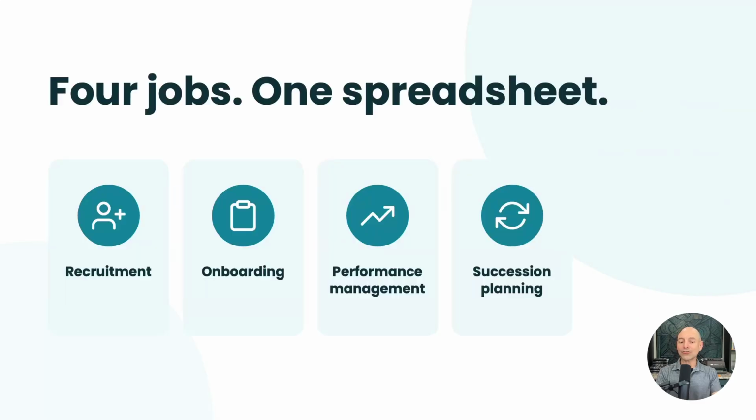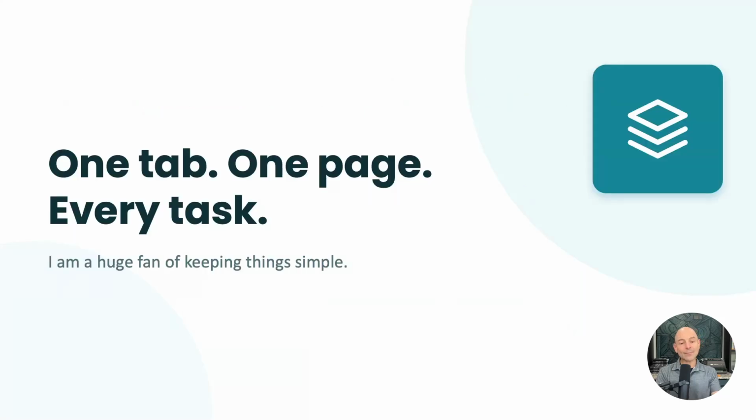And what I am going to share with you today is one spreadsheet that does 4 jobs for you. It will make recruitment, onboarding, performance management, and succession planning easier. I also will just remind you that I like to keep things really simple, so it's not hard to maintain and it's not hard to build. It is a 1-tab spreadsheet, and that keeps it simple. And by the way, it doesn't have a ton of columns. It's not 1 tab with 45 columns. It's 1 tab with just a few columns.